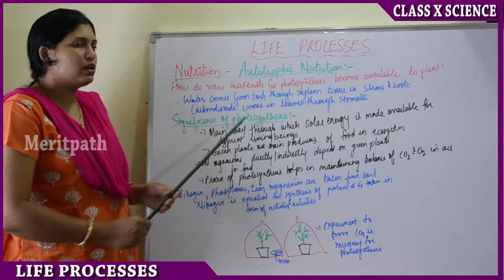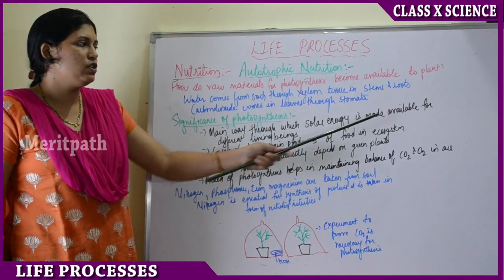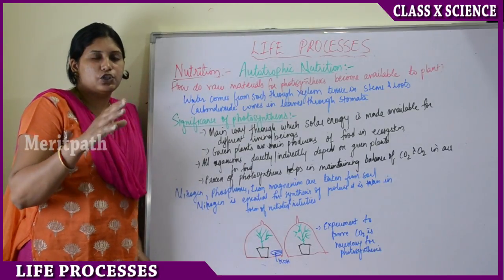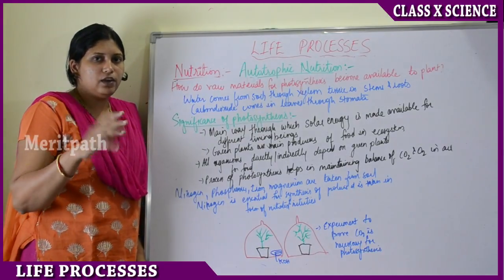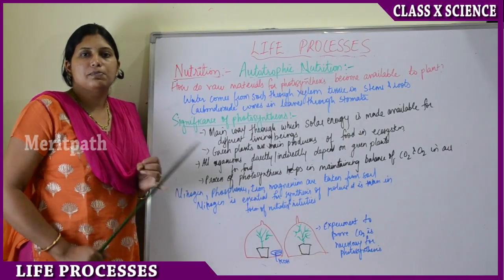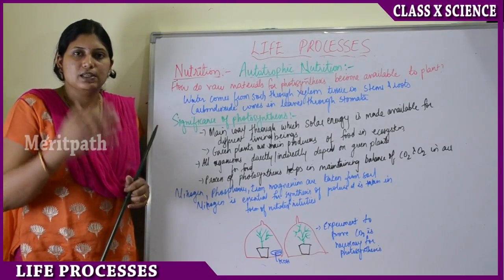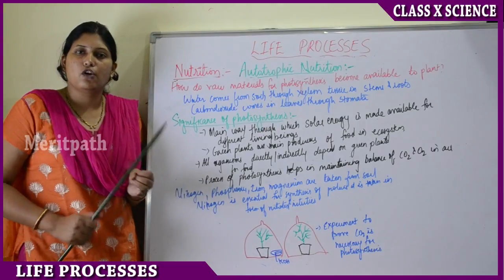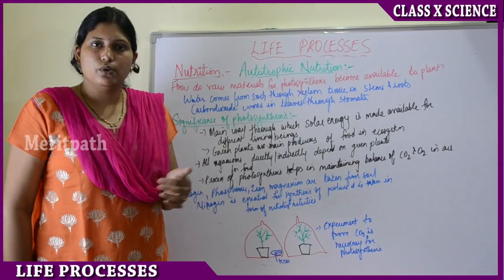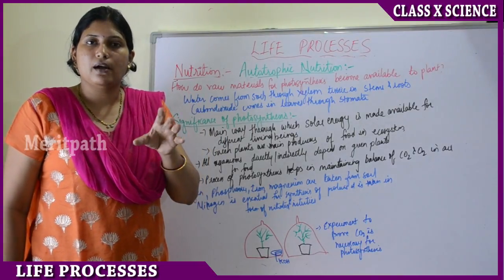Next, what is the significance of photosynthesis? It is the main way through which solar energy is made available for different living beings. So plants in a food chain, we read, right? In a food chain, the base level is always producers, and the producers are always plants. So the energy which is taken from the sunlight will be stored in the plants in the form of chemical energy, and then the animals and human beings who eat these plants, this energy will be transported to them, not all but some part.